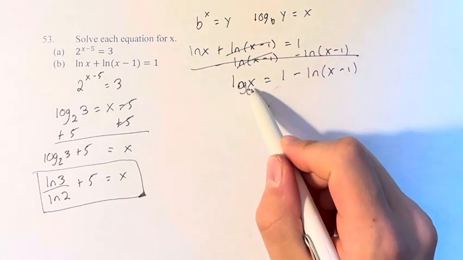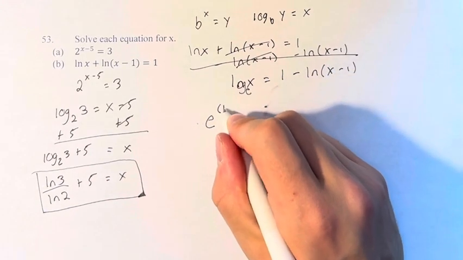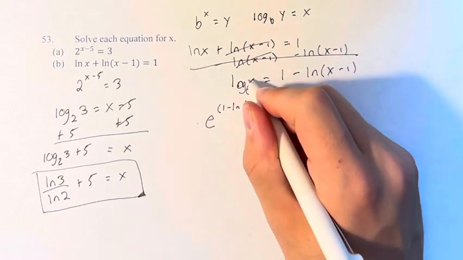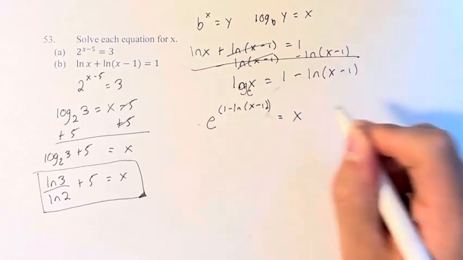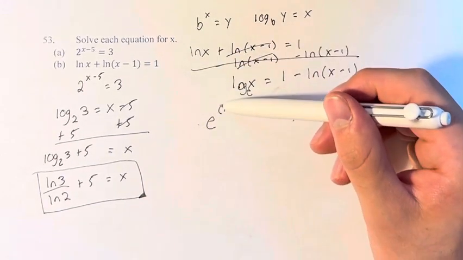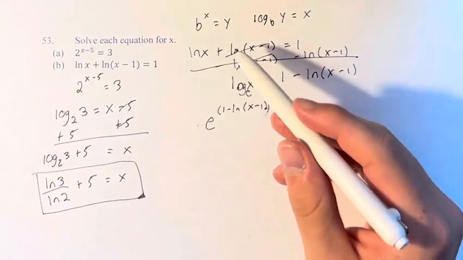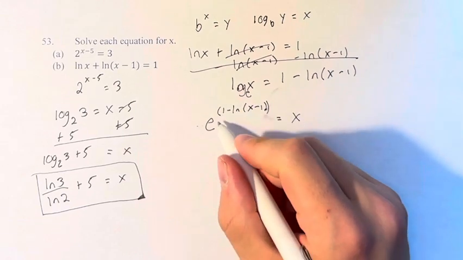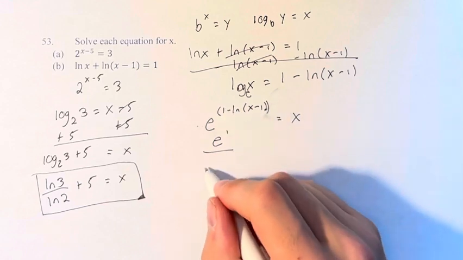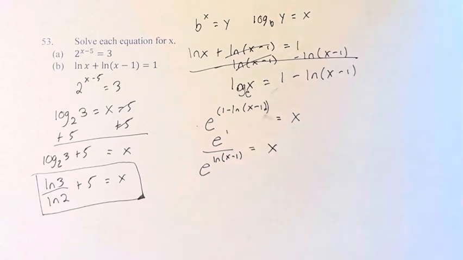Therefore, using this relationship, we can say e to the power of the other side, 1 minus ln of x minus 1, equals the thing that the log is taking on, x. This is therefore e to the 1 minus ln of x minus 1. We can use the properties of exponents to say if we have subtraction within a singular exponent, we can take it out and say e to the 1 over the thing that 1 is subtracting, e to the ln of x minus 1. This is equal to x.